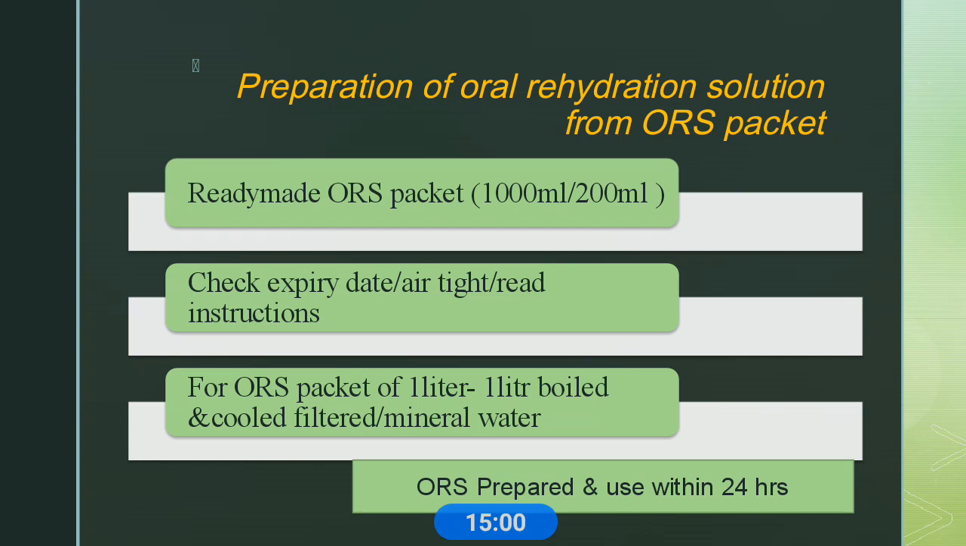Okay. Then how to prepare the oral rehydration solution from an ORS packet. Now these are available in ready-made packets. So with a ready-made packet, first we check the expiry date, check that it's airtight, and read the instructions. Okay, then for ORS packets, 1 liter of boiled and cooled filtered or mineral water is used. You put the ORS powder in the boiled and cooled filtered or mineral water. Then this prepared ORS is used within 24 hours.